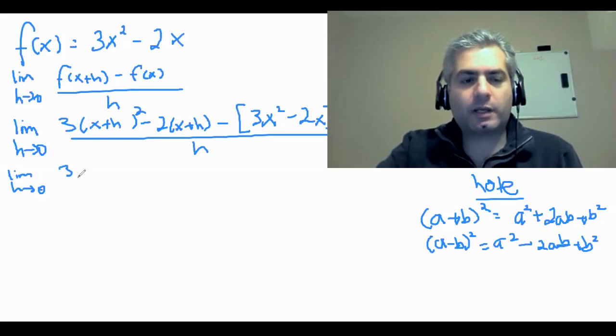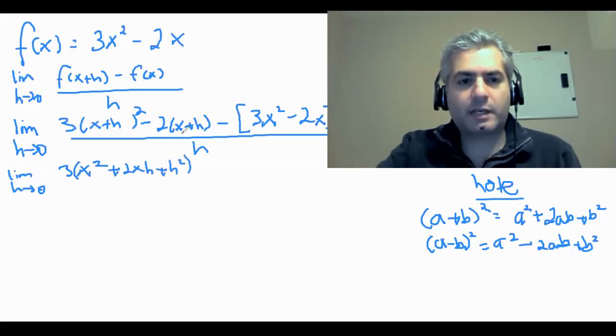So let's expand here further. I'm going to keep the 3, and then we have (x plus h) squared. That becomes x squared plus 2xh plus h squared, close parentheses, and now I'm going to distribute the negative 2. So this negative 2 applies to both the x and the plus h.